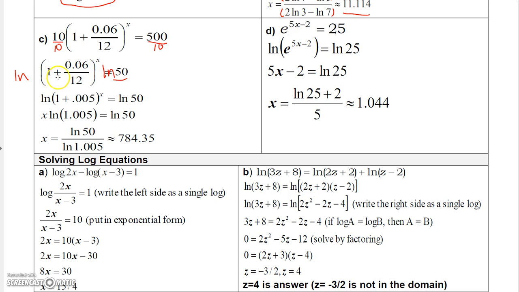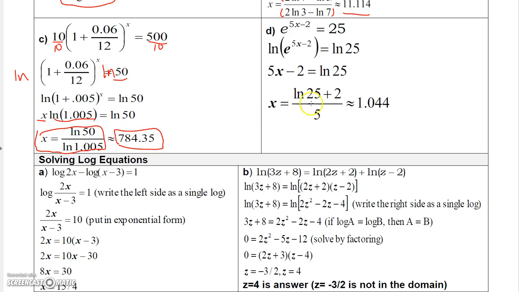So I'm going to take the natural log of 1 plus 0.005 to the x equals natural log of 50. And then the natural log of this to the x can be written as x times the natural log of the 1 plus 0.005, which actually is just 1.005. And then to solve for x, I just divide the natural log of 1.005 into both sides, and then I get x equals the natural log of 50 divided by the natural log of 1.005, which gives me 784.35.